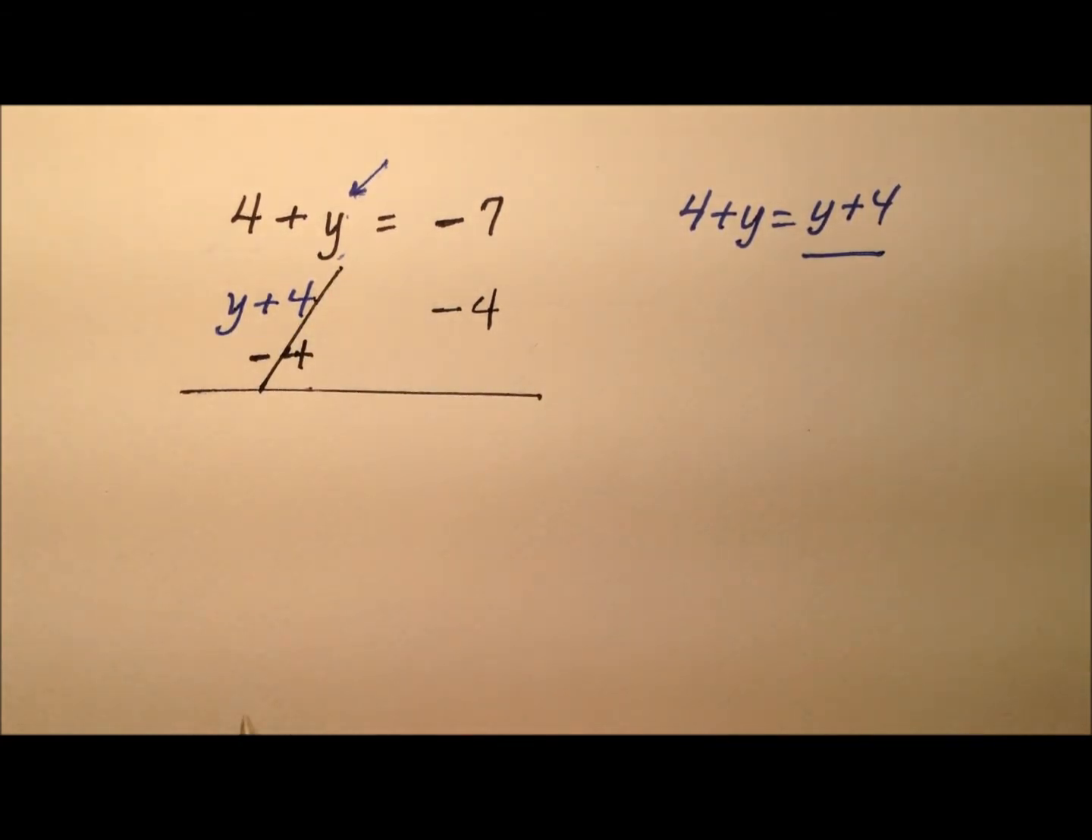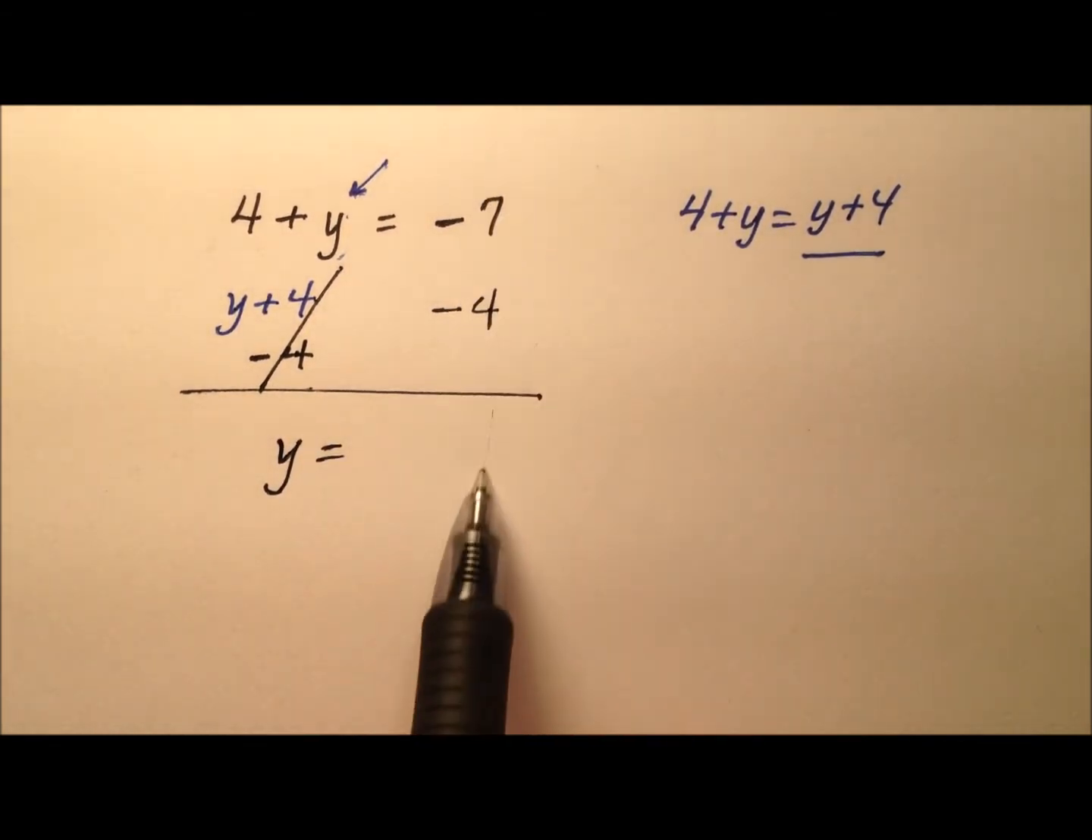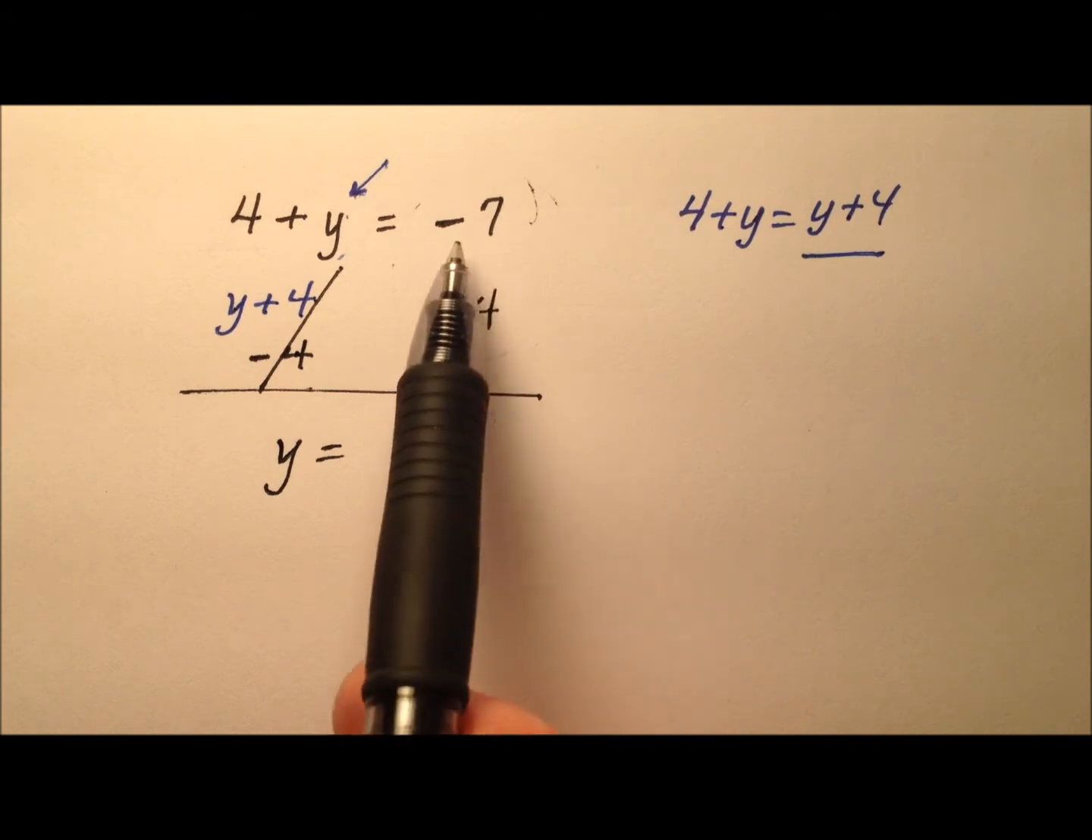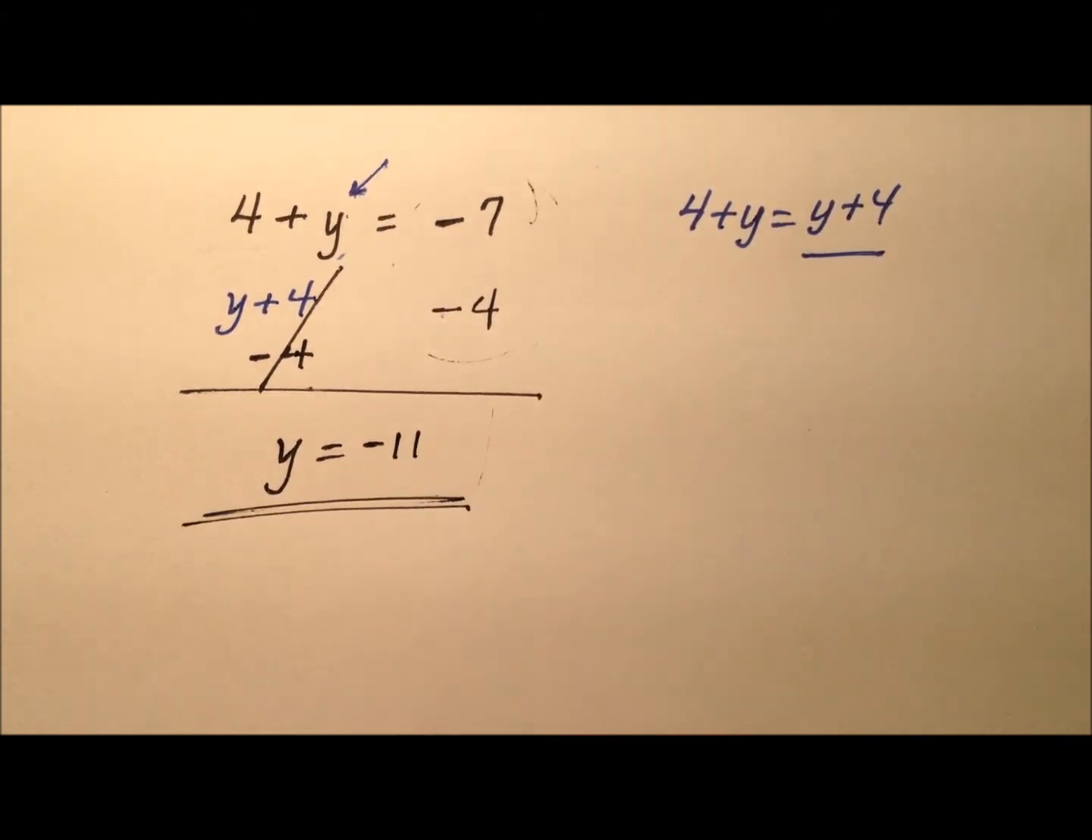On the left side, those 4's will cancel, and it will leave me with just the y. And on the right side, let's go ahead and do this simplification. So negative 7 minus 4 will be negative 11.